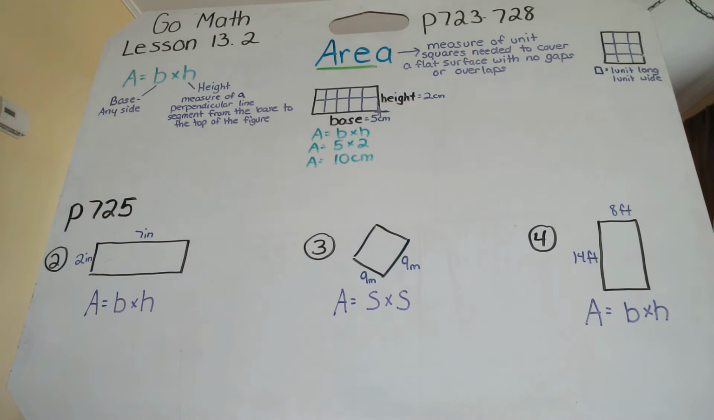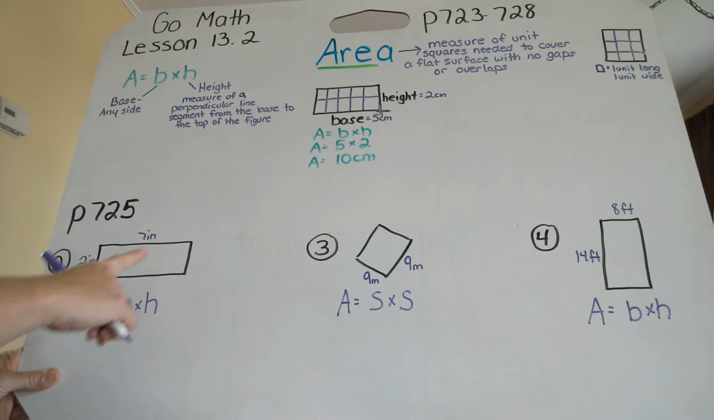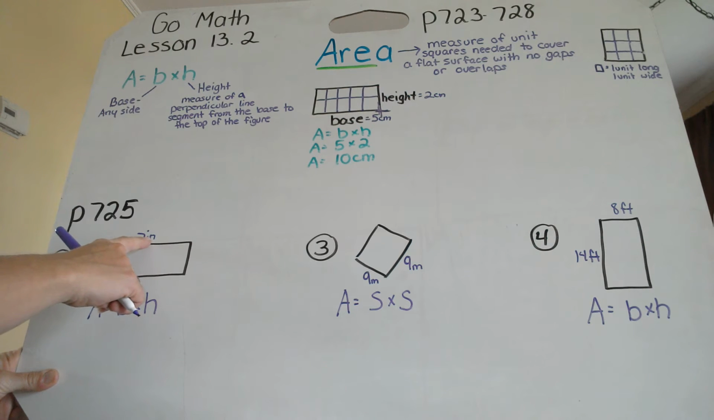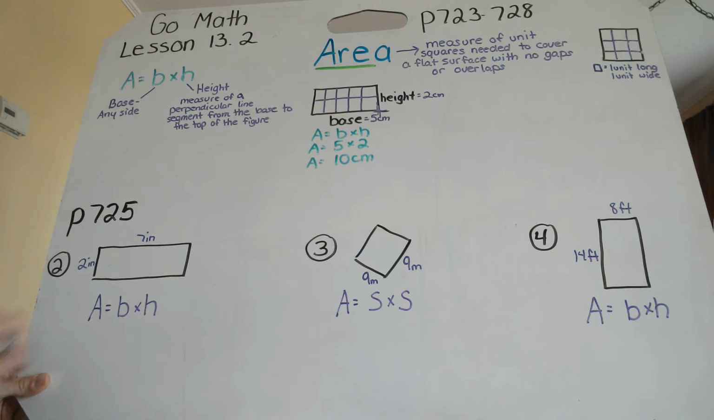All right, so let's look at some examples. I am pulling these right from your textbook, so if you want to follow along with me, this is page 725, and we are going to do 2, 3, and 4, okay? So number 2 is a rectangle, and it gives you all of this information. So it says that this side, this base is 7, and this height is 2. Inches is your unit of measure.